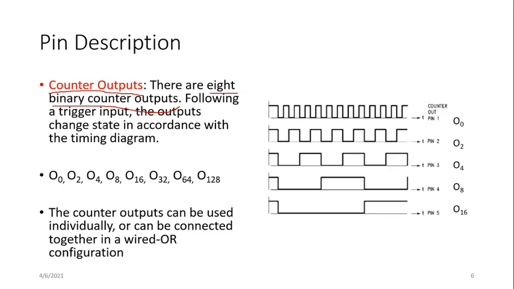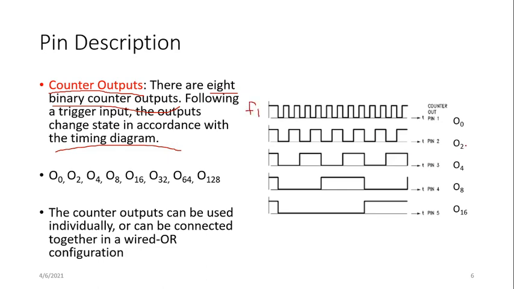What are these outputs giving you? These outputs change the state in accordance with the timing diagram. So how they are changing is given here. If you see O0, it is generating one waveform. Let us say the frequency of this waveform is f1.